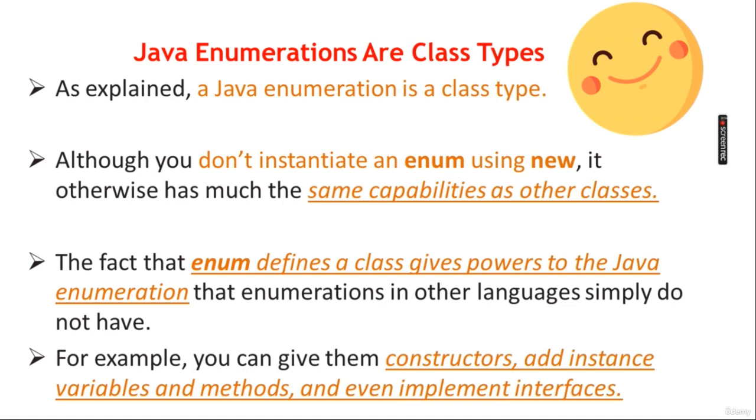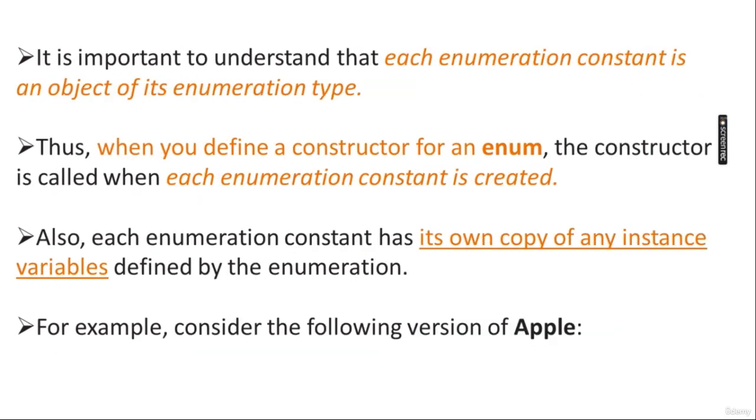In other languages like C and C++, enum is not a class type, and for that purpose Java is advantageous in this case. You can give them constructors, add instance variables and methods, and even implement interfaces. Okay, so in classes we can have constructors, variables, methods, and interfaces. In the same way, enum in Java can have constructors, instance variables, that is member functions and member variables, and it can even implement interfaces.